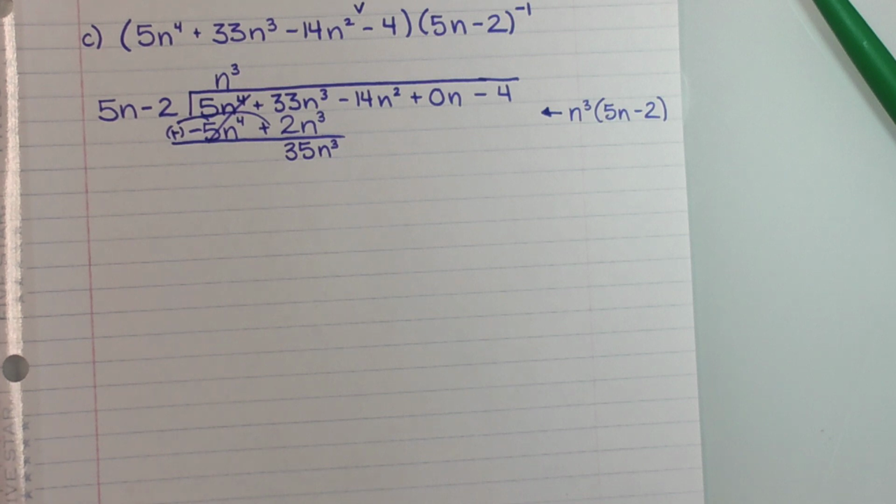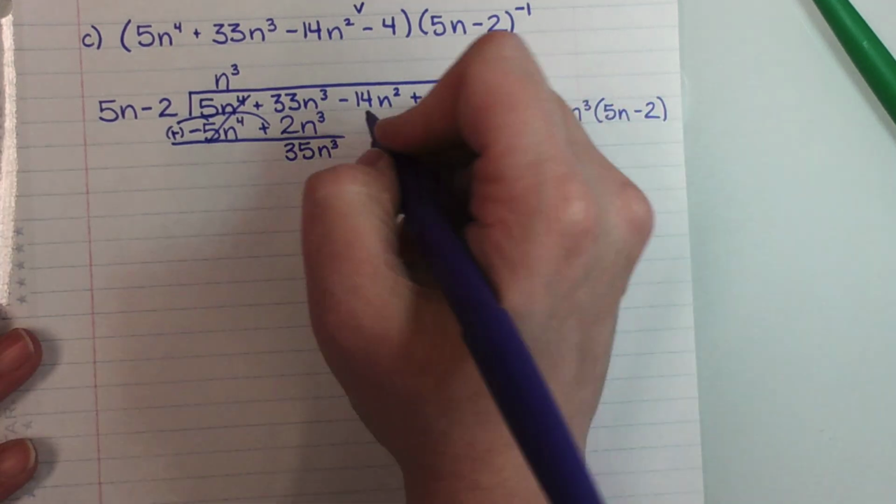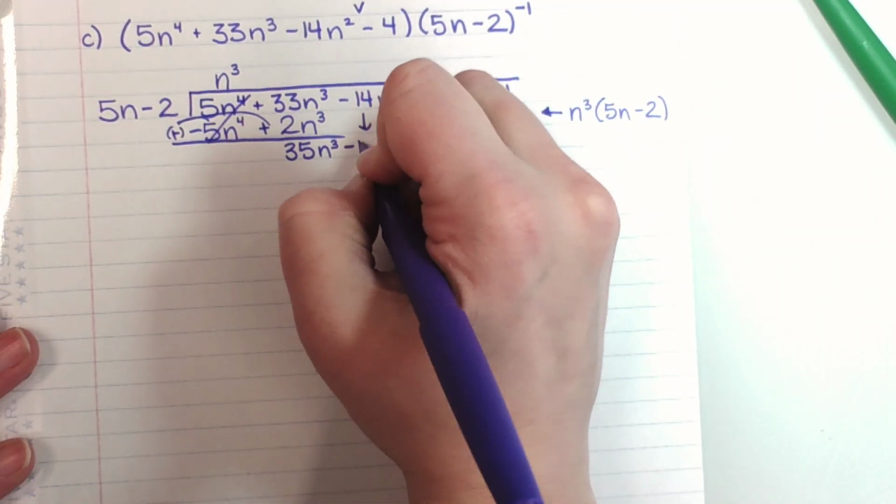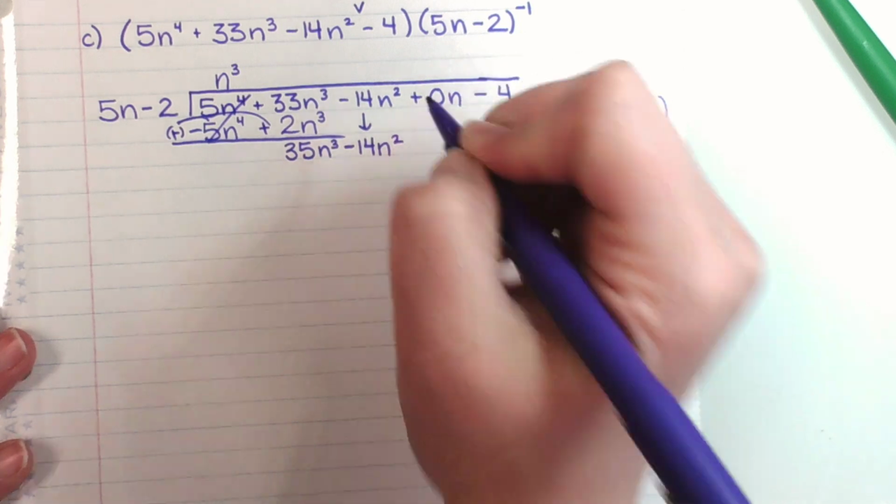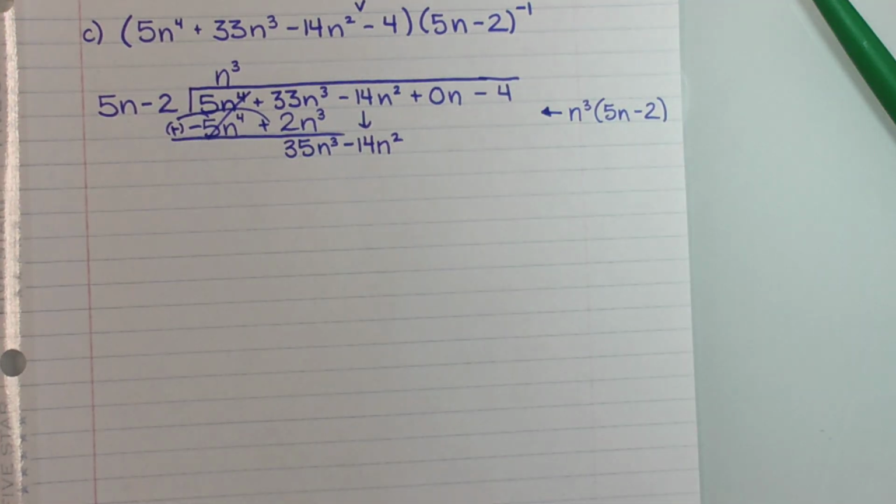Brenna. Now what? Make sure you're bringing the negative with it, but yes. Jacob, what comes next? We're repeating the process. We just pulled something down.